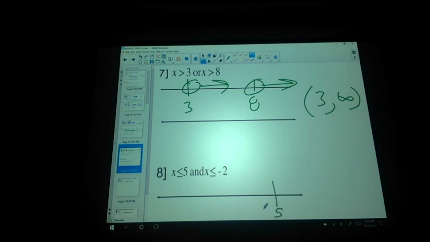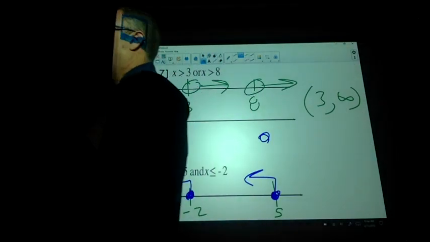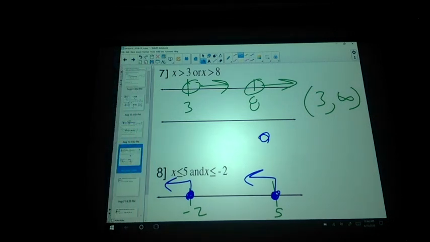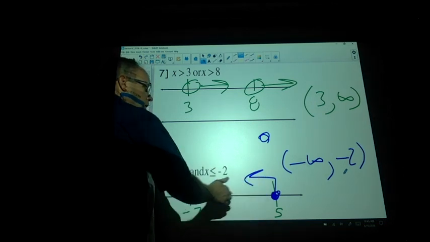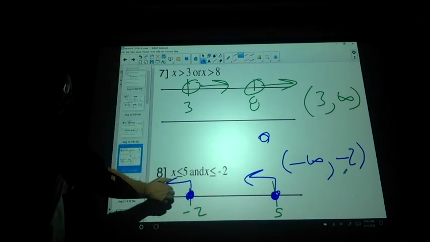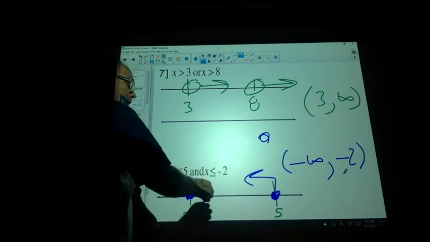All right, this one's 5. This one's -2. There we go. Solid dot here, going this way. Solid dot here, going this way. Where is this going to work? So negative infinity to what? To -2. Why is it -2 and not 5? This region here doesn't work for both. It only works on one. But if I come down this way, it works for both. So I have to ignore this region.